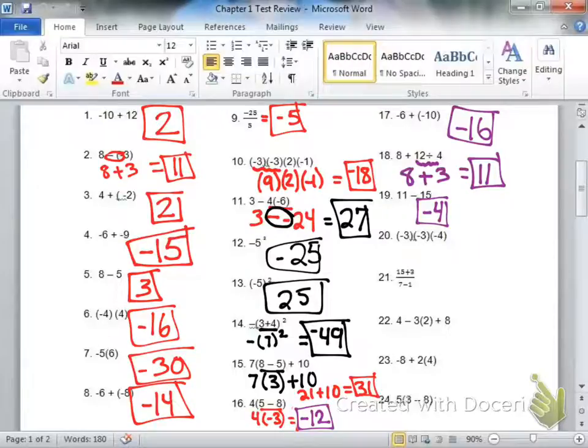20 is very similar to 10. You're just multiplying from left to right. So that gives you positive 9 times negative 4, which is negative 36.